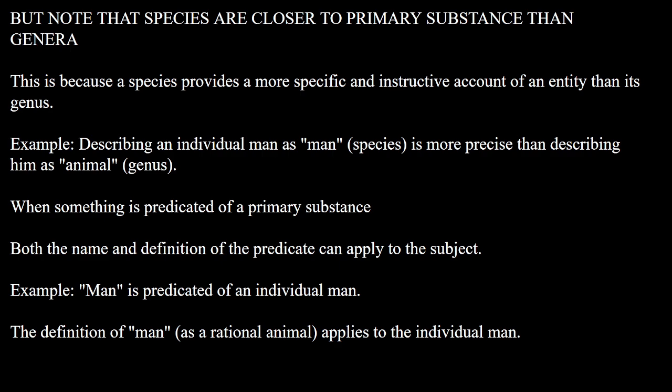So, when something is predicated of a primary substance, both the name and definition of the predicate can apply to the subject. For example, man is predicated of an individual man. The definition of man as a rational animal also applies to the individual man. So Tony is a man. Man means rational animal. Tony is a rational animal. There you go.